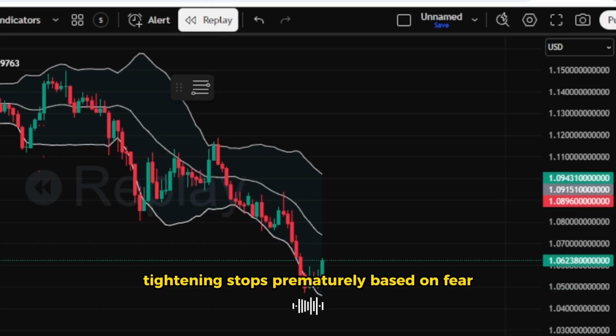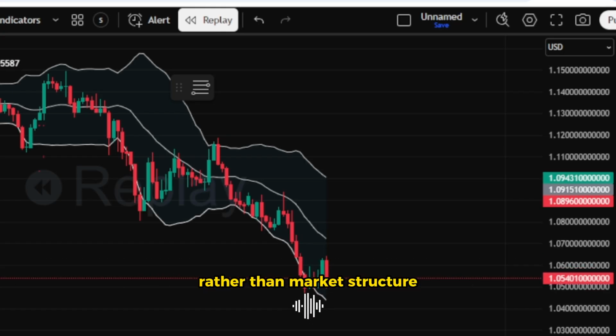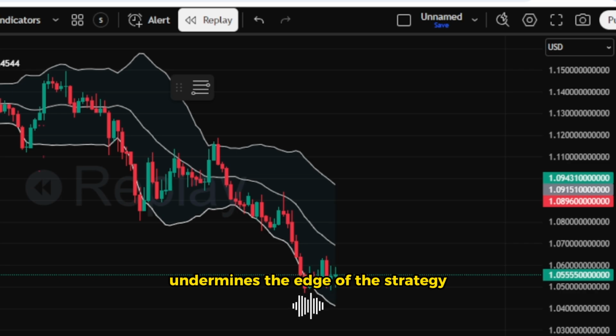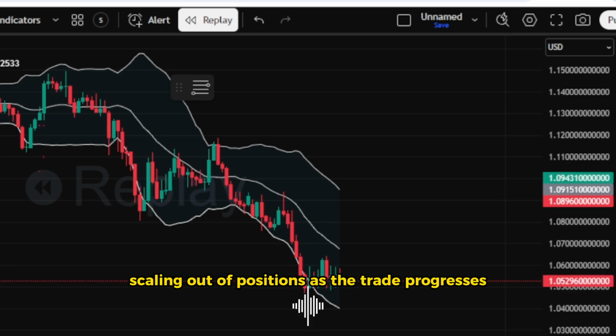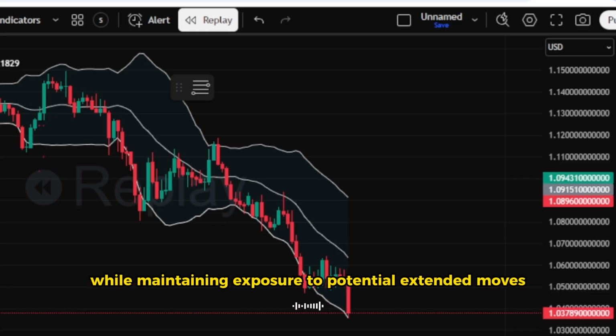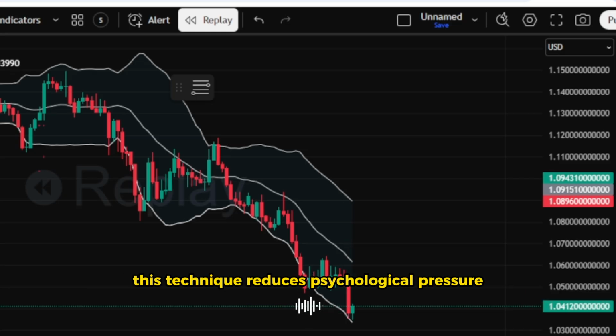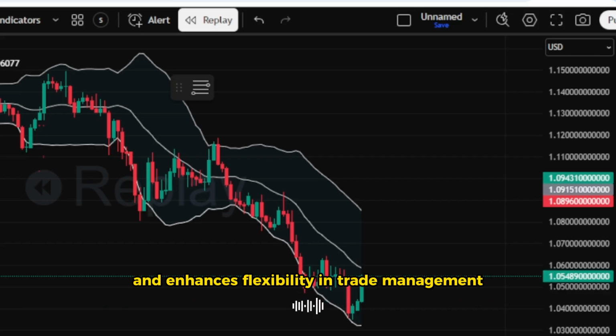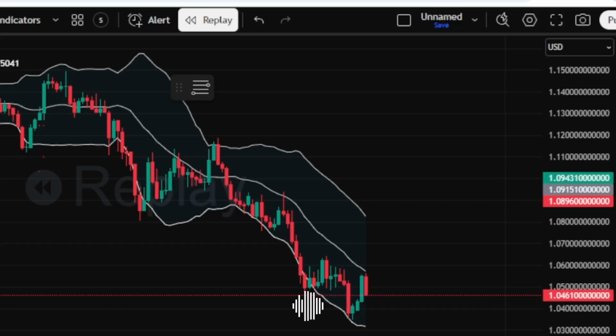Tightening stops prematurely based on fear rather than market structure undermines the edge of the strategy. Scaling out of positions as the trade progresses allows for profit protection while maintaining exposure to potential extended moves. This technique reduces psychological pressure and enhances flexibility in trade management.